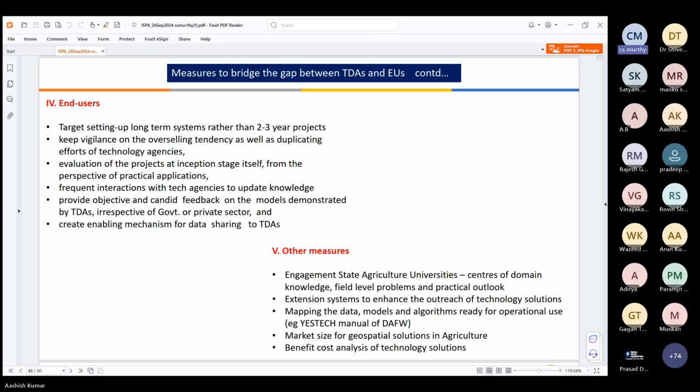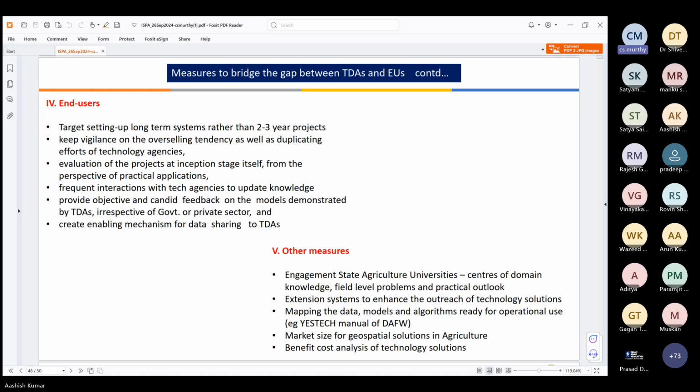And the most important thing is that end users should keep vigilance on the overselling tendencies and the duplicating efforts of technology agencies, be it in any sector, whether government or private. Many of these technology projects are not being evaluated in the beginning itself. If you make a very strong evaluation at the inception stage itself, then one can visualize the end use, but that is not happening. So the frequent interactions between the technology agencies and knowledge institutions need to be strengthened.